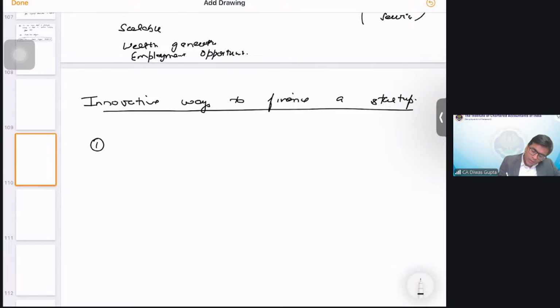Now, innovative ways to finance a startup. So if the question comes, right, what are the innovative ways to finance a startup? We will have to write all these points, right? Because the way study material is drafted, there are different ways to finance a startup. The innovative ways to finance a startup are these. One, personal financing.